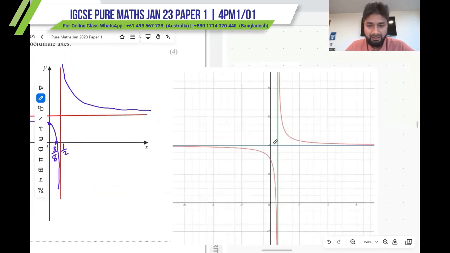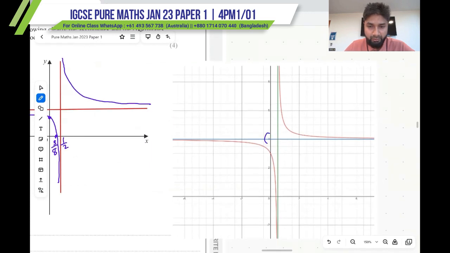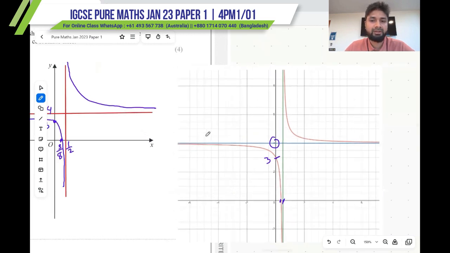So the line will be something like this, you see, from 4, and it should cut through 3, and this one should be 3/8, this one should be half. You should be drawing a graph something like this.